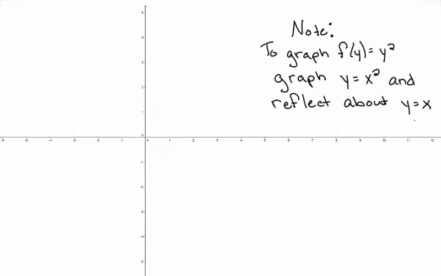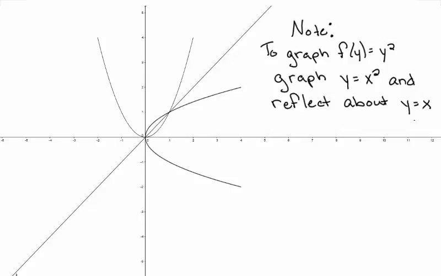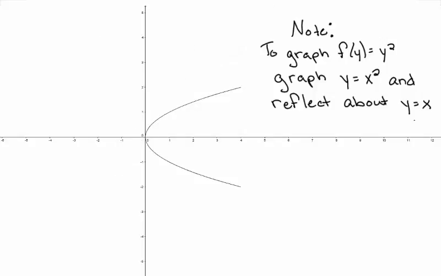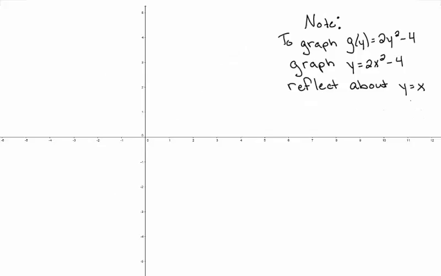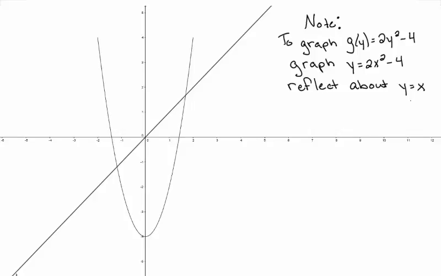A note on graphing y-valued functions. To graph f of y equals y squared, graph the equation y equal to x squared, then reflect the image over the line y equal to x. To graph g of y equal to 2y squared minus 4, graph the equation y equal to 2x squared minus 4, then reflect the image over the line y equal to x.